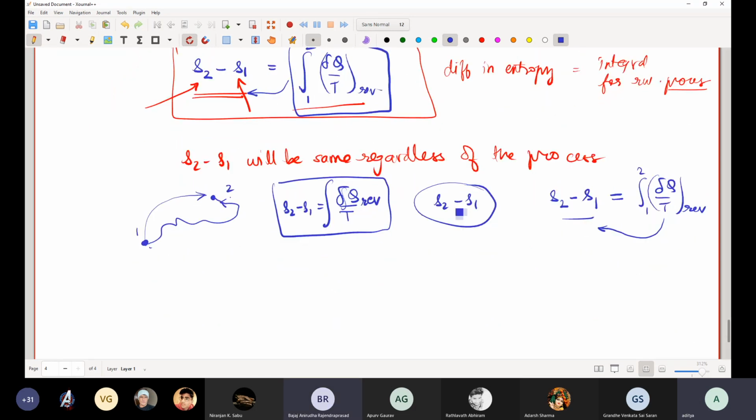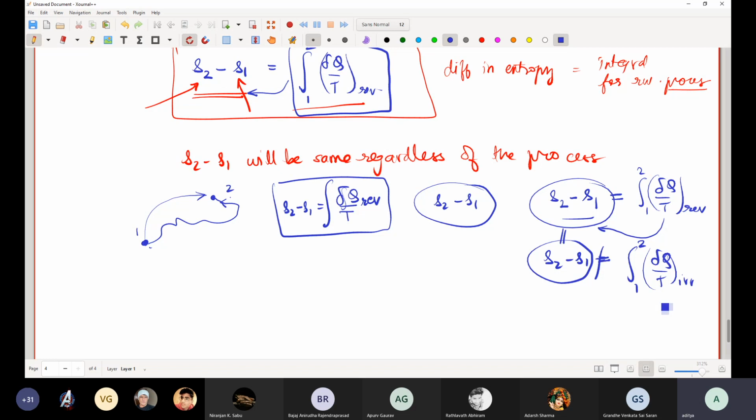So the converse is not true. What is the difference? Let me also write this: this is not equal to the integral from 1 to 2 of del Q by T irreversible. But these two are still equal. And because it is not equal, the equality is maintained through the irreversibility manifested through entropy generation. This idea we will come back to later. This is the key idea that will give us the measure of irreversibility.